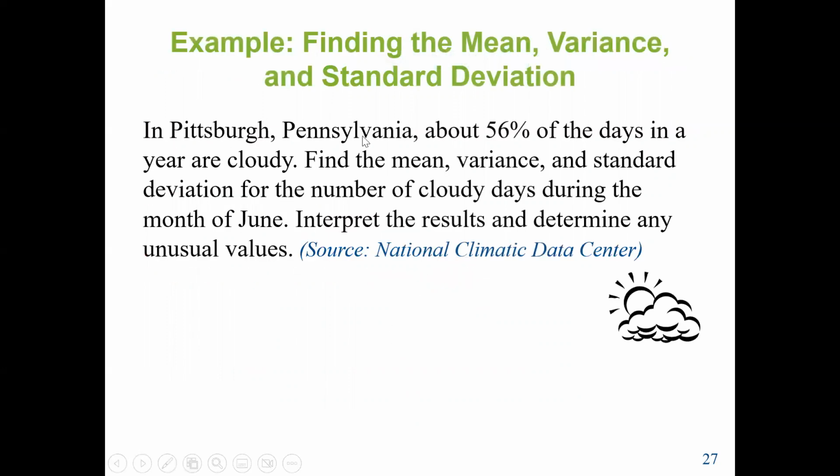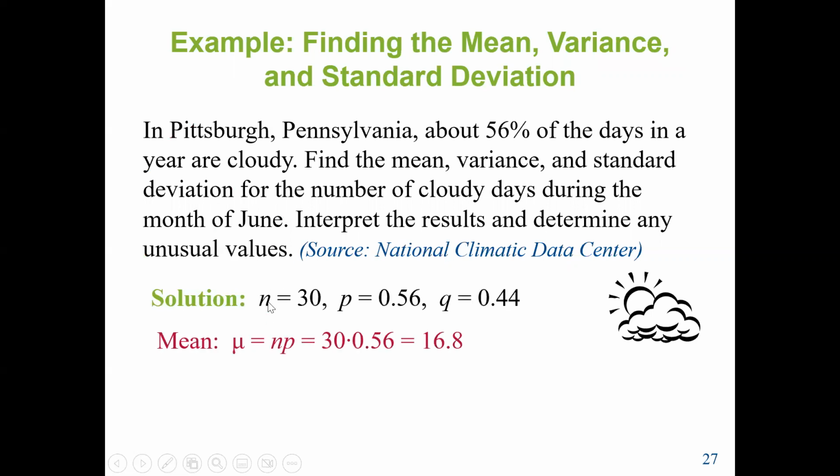In Pittsburgh, Pennsylvania, they say about 56% of the days in a year are cloudy. We should find the mean, variance and standard deviation for the number of cloudy days during the month of June. We should interpret the result and determine any unusual values. So we know N is 30, because June has 30 days, then P is 0.56, Q is 0.44, because they say 56% of the days in a year are cloudy.